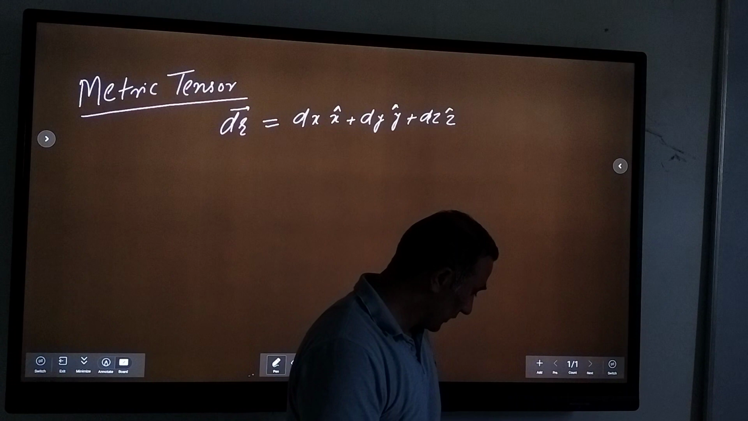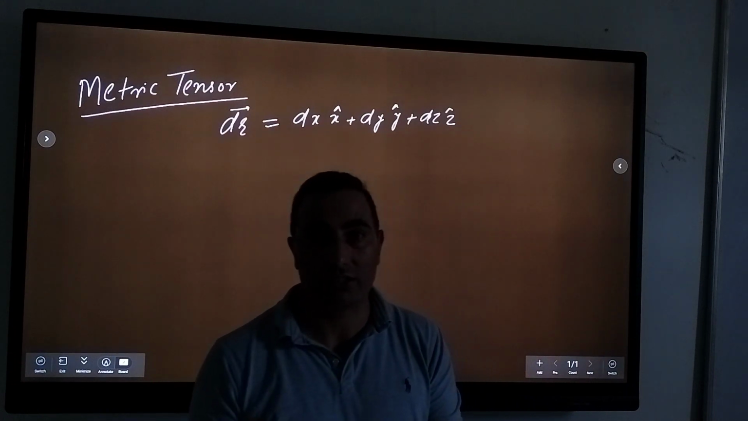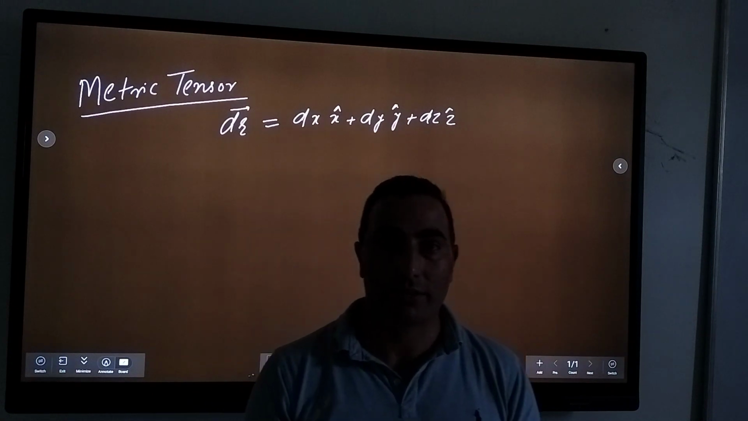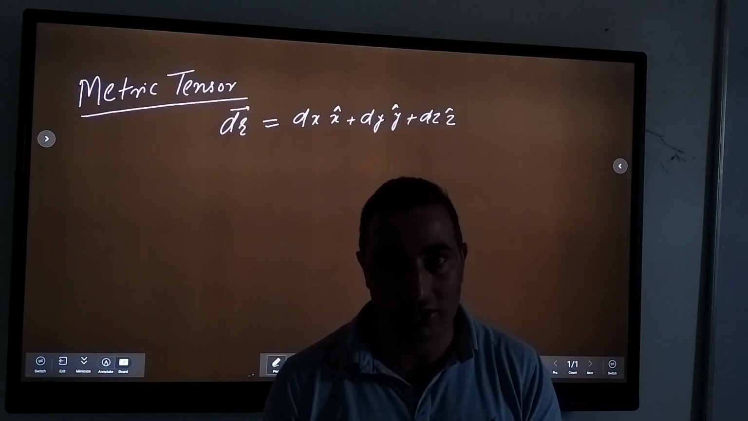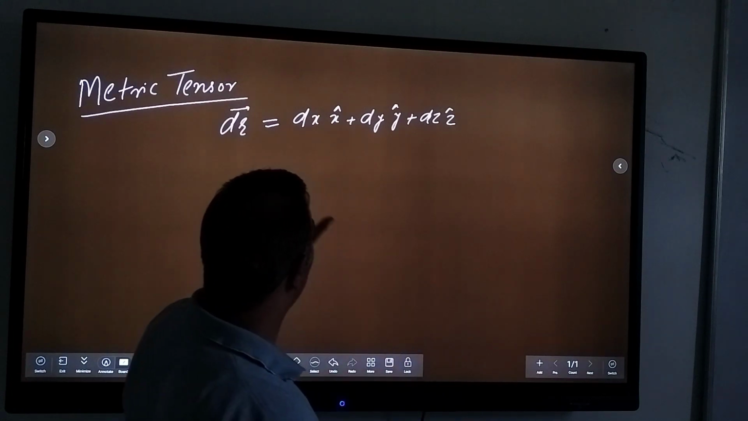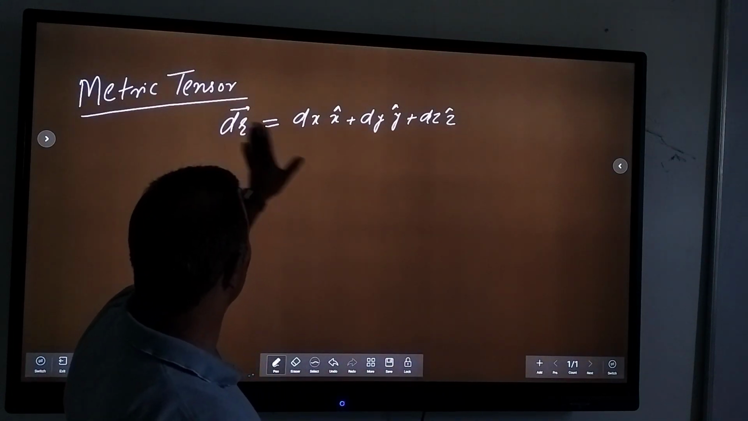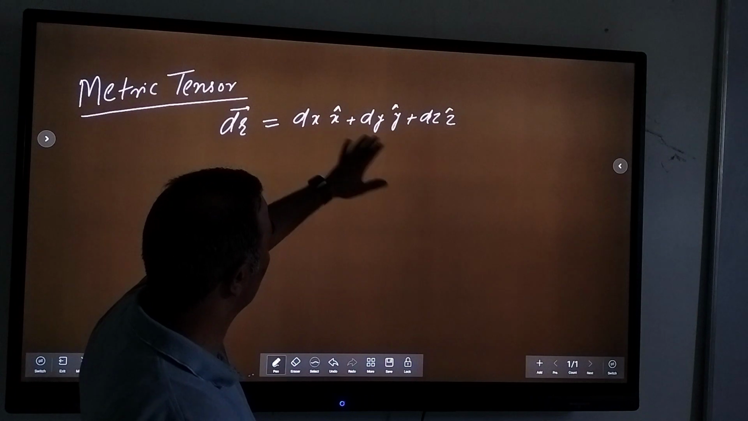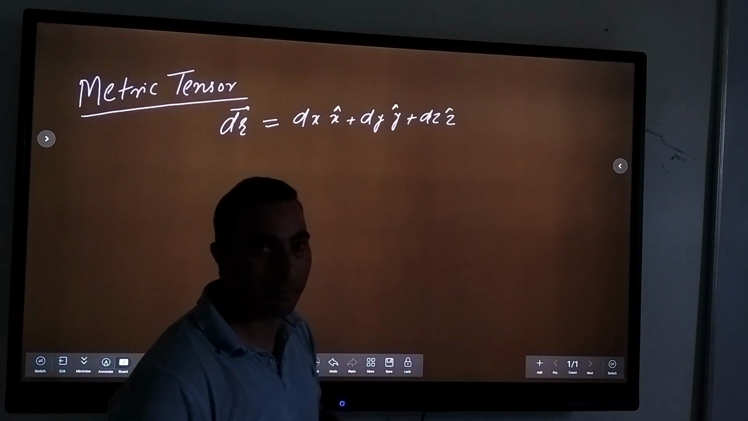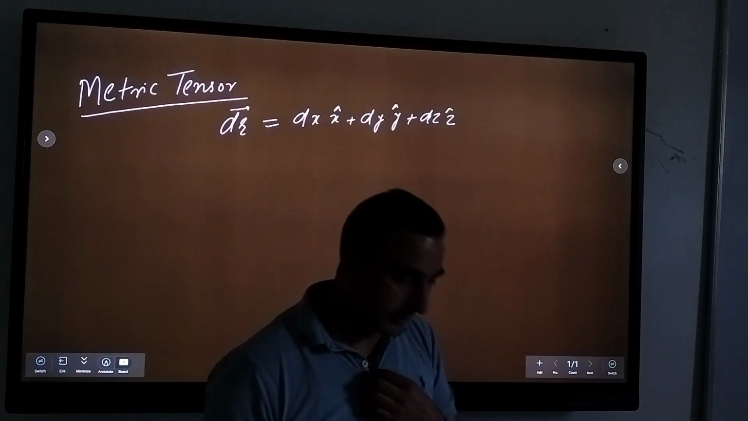Here we need to make a distinction between the distance and the coordinate displacement, whether this distance is equal to the coordinate displacement or not. This is basically the coordinate displacement. You are writing dr in terms of these rectangular coordinates, that is x cap, y cap, and z cap.